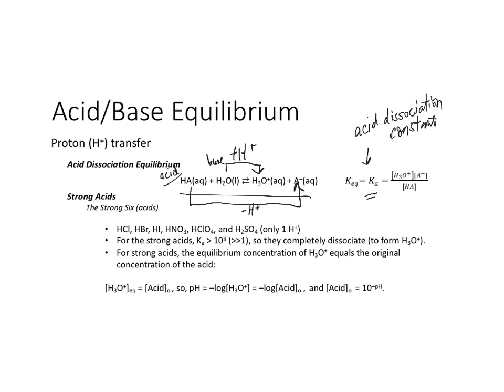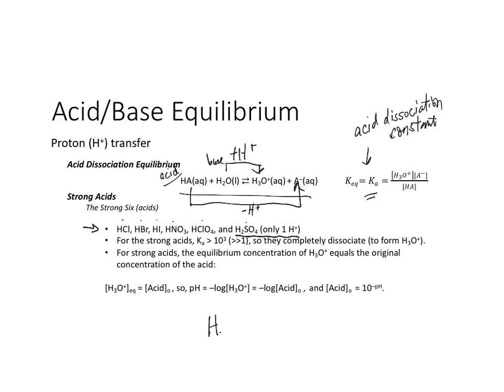Now, in this context, you need to know what are called the strong six acids. The strong acids, there are 6 of them you need to know. Hydrochloric, hydrobromic, hydroiodic, nitric, perchloric, that's one you may not have heard of before, and sulfuric. It's important for us to notice that for sulfuric acid, it's only going to give up 1 proton.